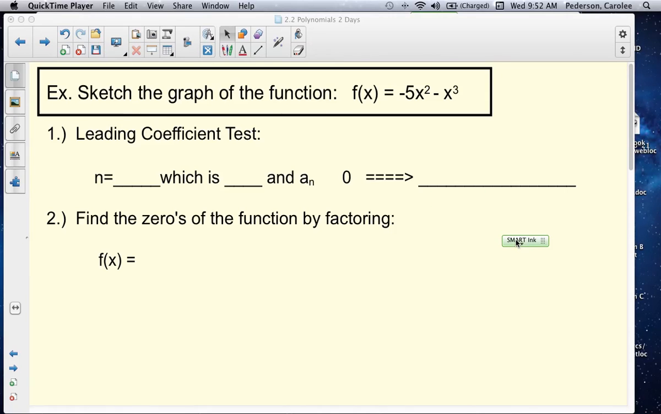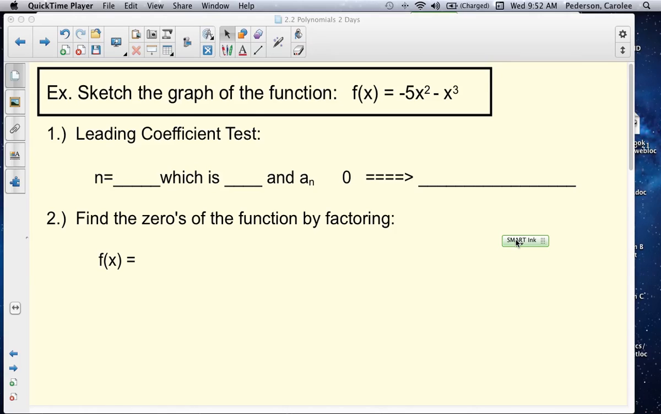This is 2.2, day 2, part 2. There are two examples. One that I'm going to graph is a cubic function, and the second one I'm going to graph is a quartic function. They're the same steps, just the graphs are going to look a little different. So I recommend you write one of the two examples down in your notes today, and then follow along with the other one. So you choose which one you want to do.